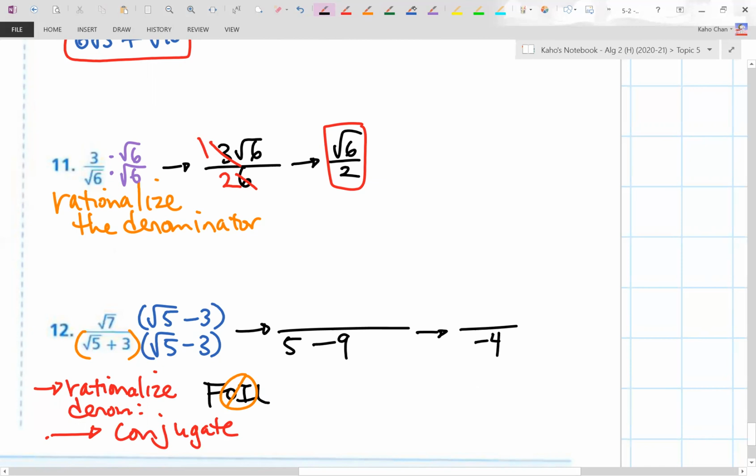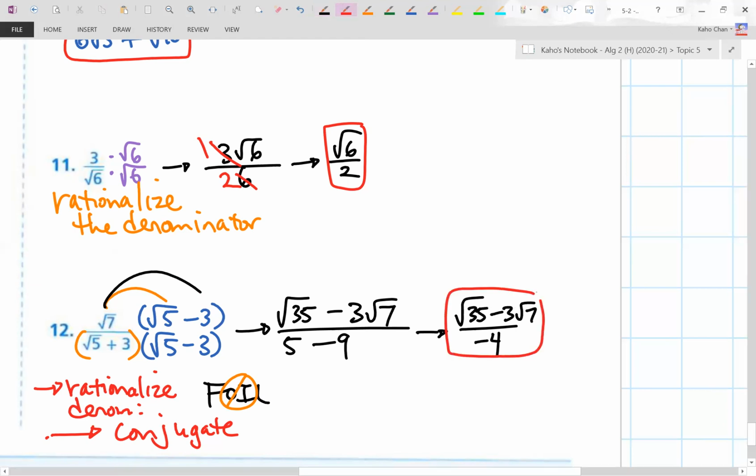In the numerator, let's apply the distributive property. Root 7 times root 5 is root 35. They're underneath the radical. And root 7 times negative 3 is minus 3 root 7. And that's it. Can't do anything else with that thing. It's an ugly answer, I know. I think we pulled it off.